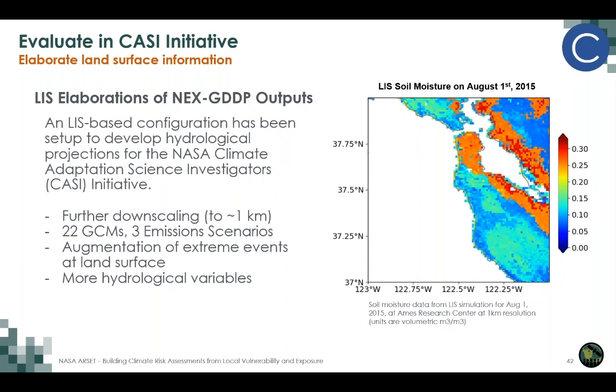On the right, you see just an example of what that resolution looks like in the San Francisco Bay Area, as we're looking at soil moisture on just one given day.